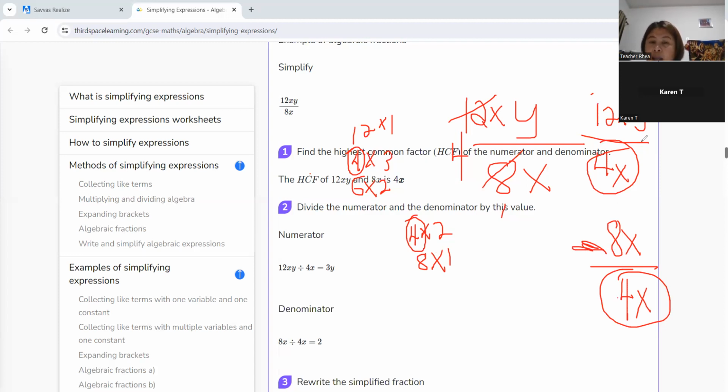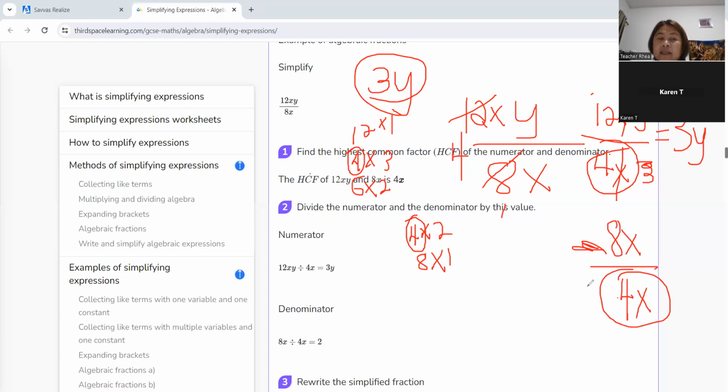So 12xy divided by 4x. So 12 divided by 4 is equal to 3. Then x minus x, 1 minus 1 is 0. So we don't need to write x, the exponent x. 3y, just write y because we don't have y in the denominator. So 12xy divided by 4x is equal to 3y.